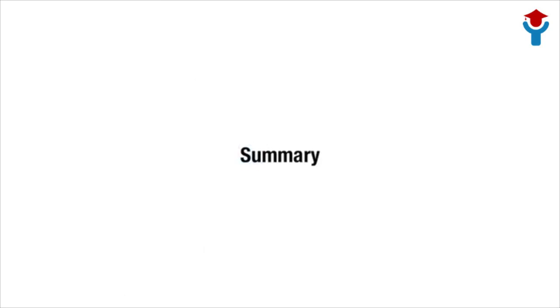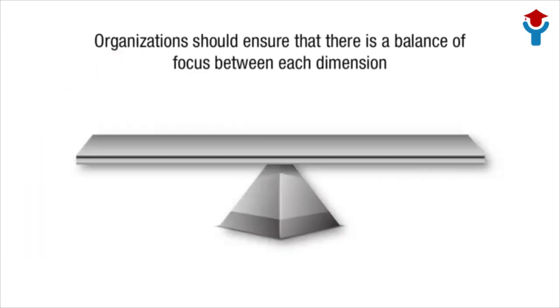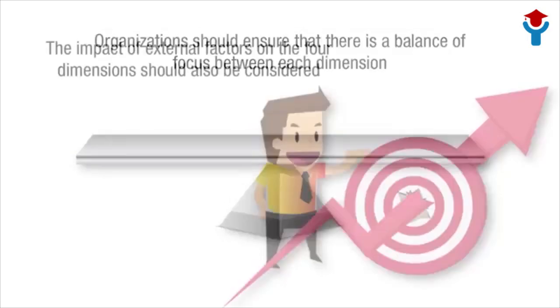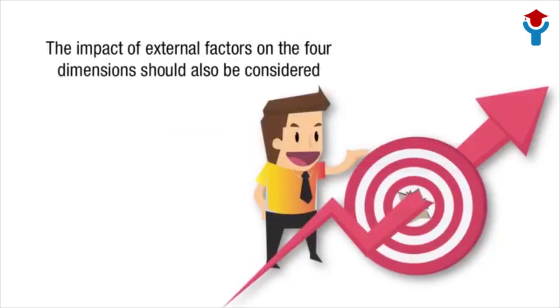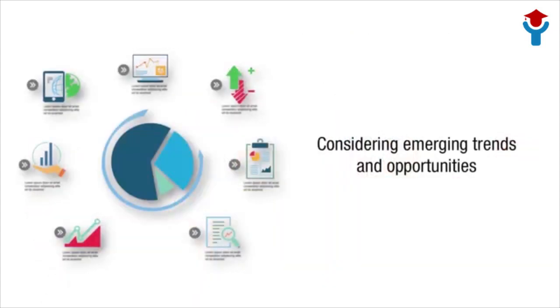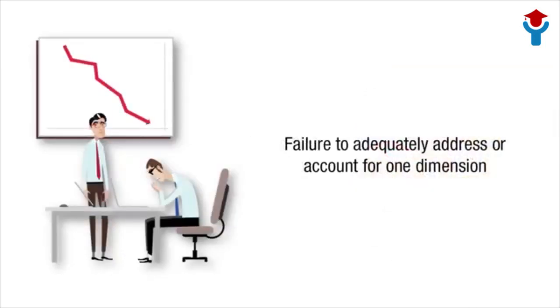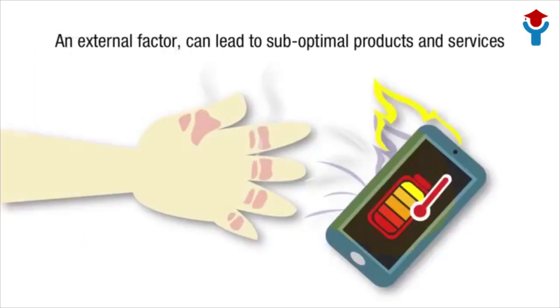Summary. The 4 dimensions represent a holistic approach to service management, and organizations should ensure that there is a balance of focus between each dimension. The impact of external factors on the 4 dimensions should also be considered. All 4 dimensions and the external factors that affect them should be addressed as they evolve, considering emerging trends and opportunities. It is essential that an organization's SVS is considered from all 4 dimensions, as the failure to adequately address or account for one dimension or an external factor can lead to suboptimal products and services.